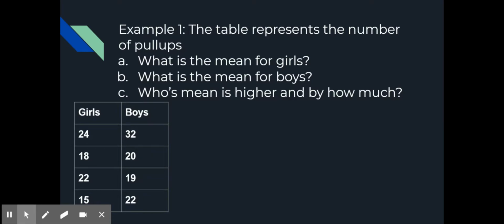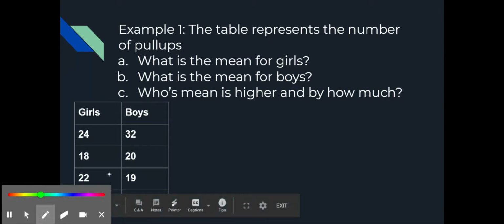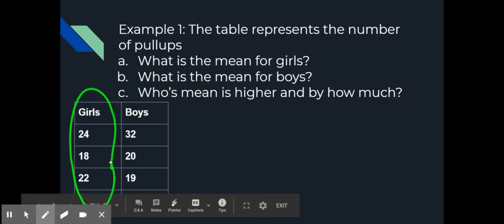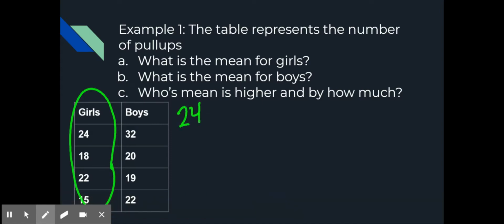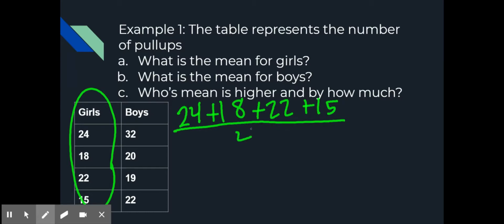All right, example number 1. So the table represents the number of pull-ups. We've got pull-ups for girls and pull-ups for boys. We want to figure out what's the mean for each of them and then which one has the higher mean. So we are going to add them all together. So first we're going to do girls, and we're going to add up 24 plus 18 plus 22 plus 15 and divide it by however many there are, and there are 4.